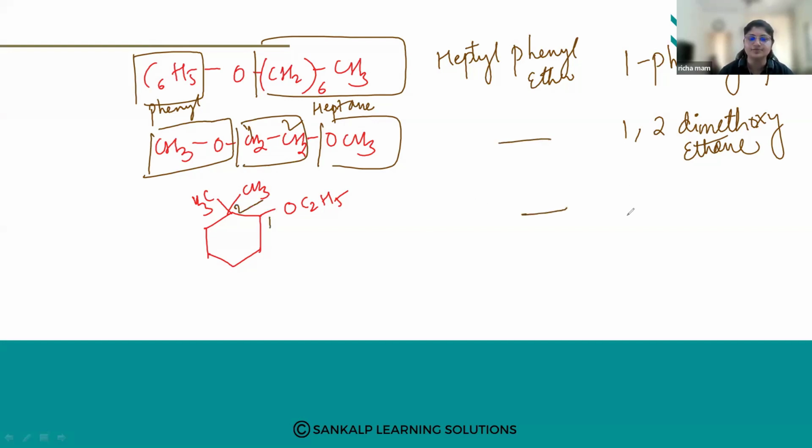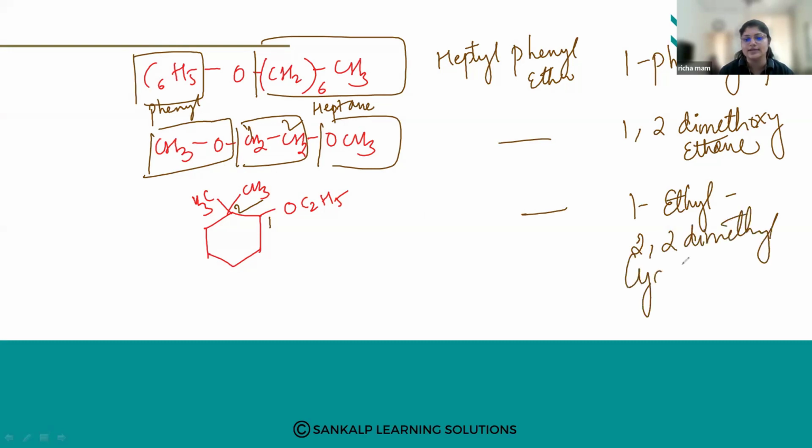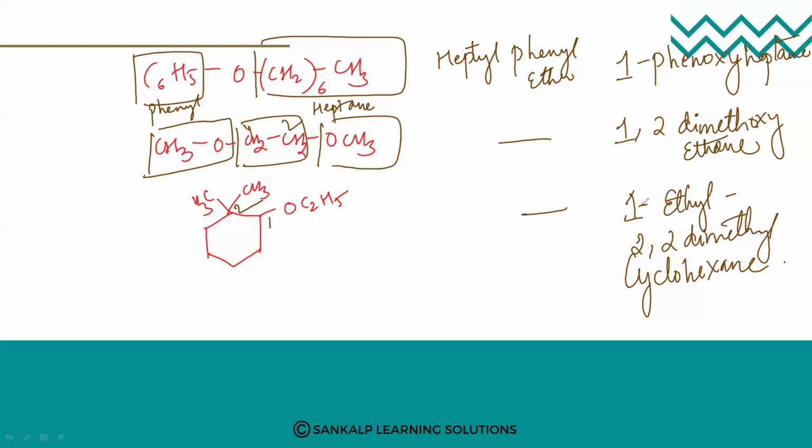Next compound. IUPAC name. At 1, you have methyl and ethyl. So 1 becomes the ethyl group. So 1 ethyl, then 2, 2 dimethyl cyclohexane. Cyclohexane. Is it? Got it? Got the names? Okay. Yes, ma'am.